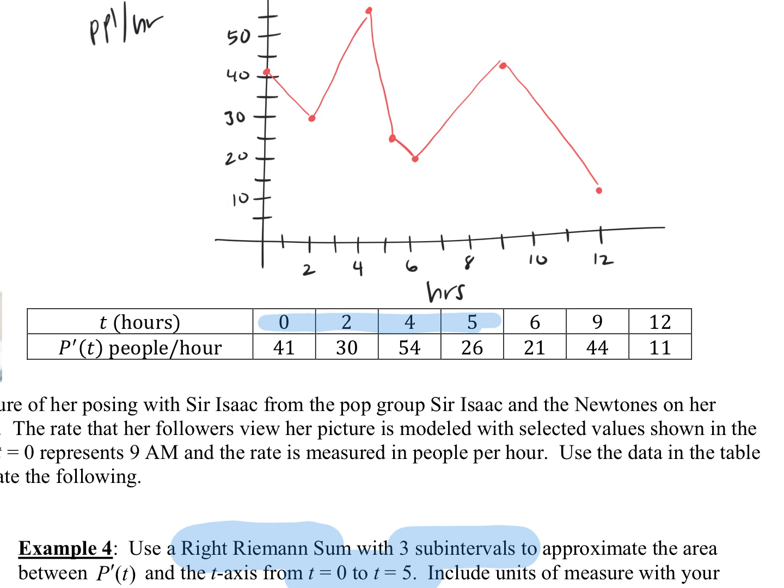Now, the subintervals do not have to have the same change in x. We're not going to just say 0 to 1. No, we're given specifically 3 intervals here already: from 0 to 2, from 2 to 4, and from 4 to 5. Those are the 3 intervals we're going to use. We're not making up our own.